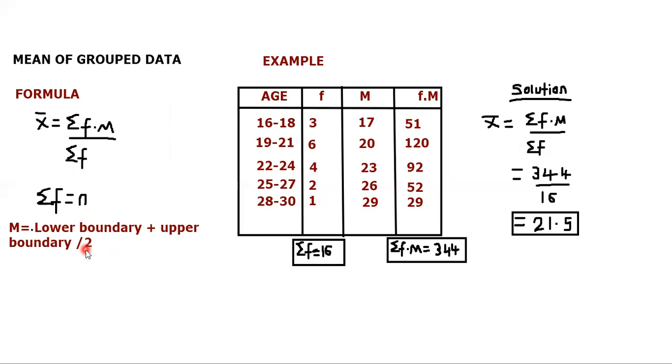For instance, the midpoint of the age group 16 to 18, all right, is 16 plus 18. So in this case, our lower boundary is 16 and our upper boundary is 18. So 16 plus 18 divided by 2, we get what? 17, all right? So let's get into the question.